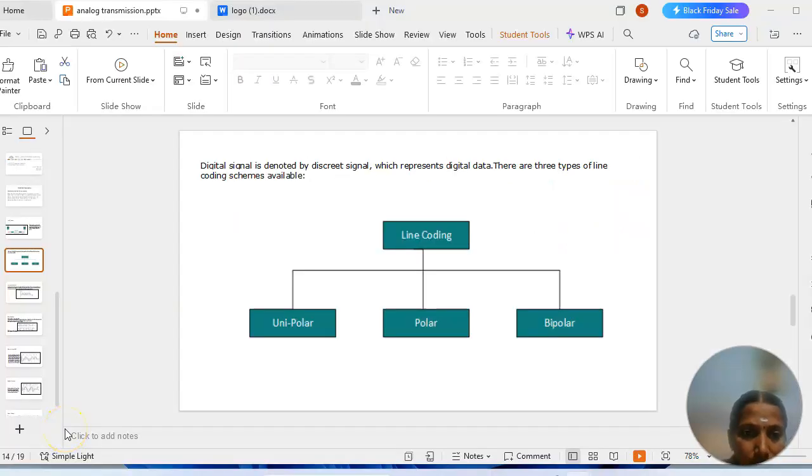A digital signal is denoted like a discrete signal, which represents digital data. So line coding is mainly divided into three formats: unipolar coding, polar coding, and bipolar coding.